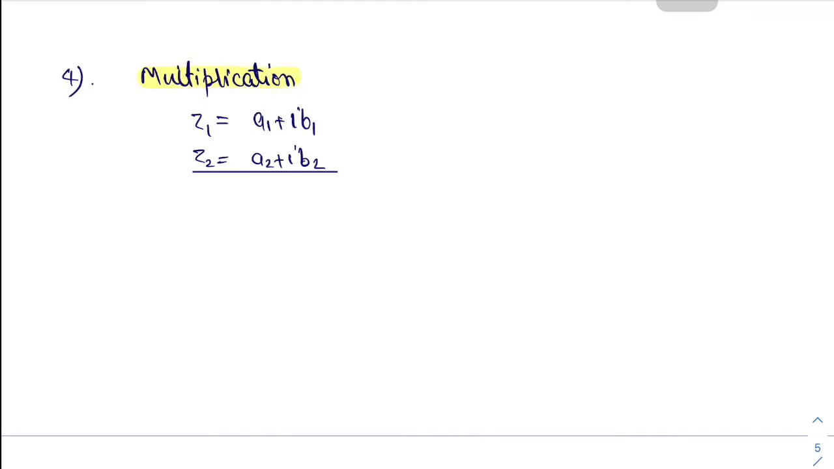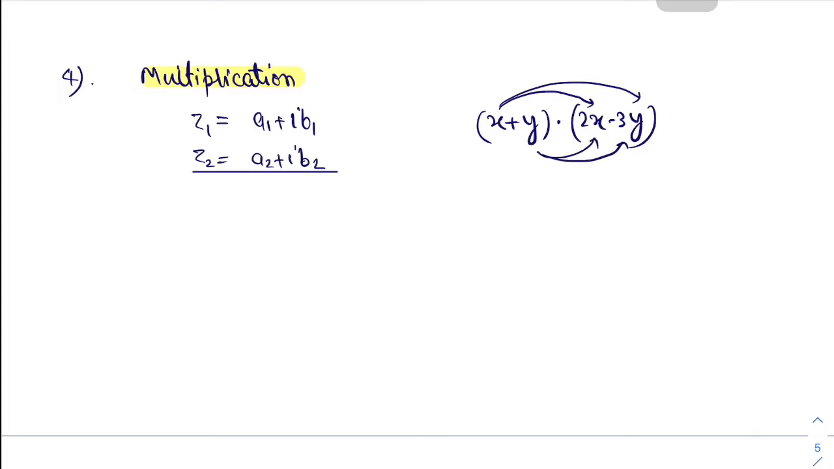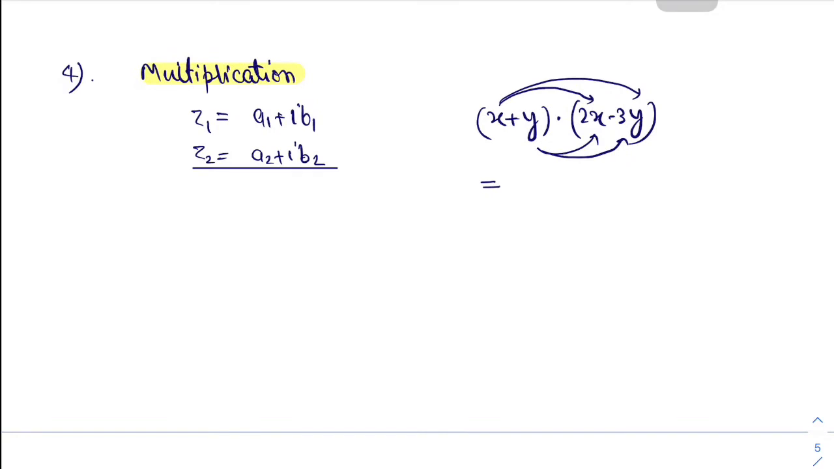How do we do multiplication of two complex numbers? Here again there are two complex numbers Z1 and Z2, a1 plus iota b1, a2 plus iota b2. In order to multiply these two complex numbers, you will have to just follow the multiplication rule for polynomials. What I mean to say is, x plus y multiplied by 2x minus 3y. We multiply x with both these terms, then we multiply this y with both these terms. This is how we multiply two polynomials.